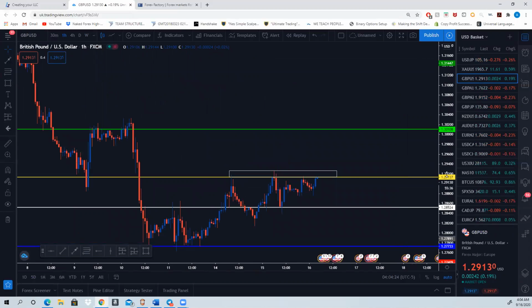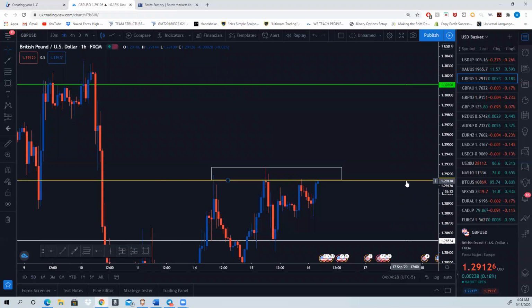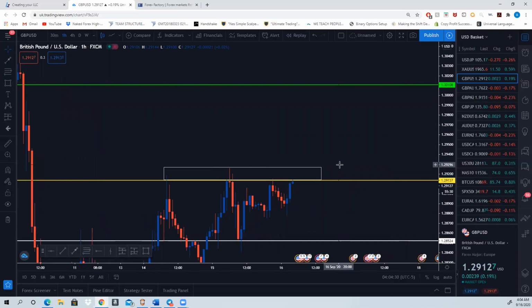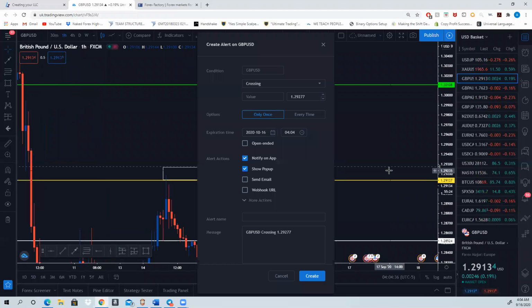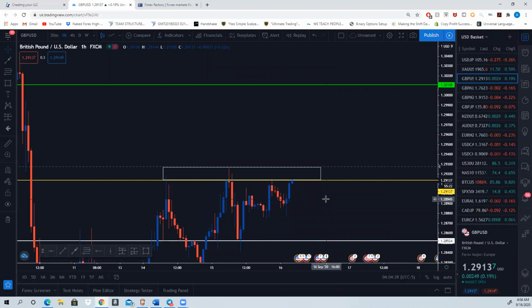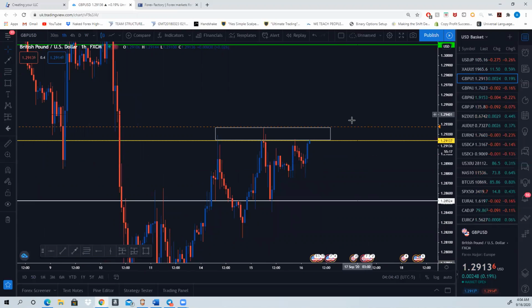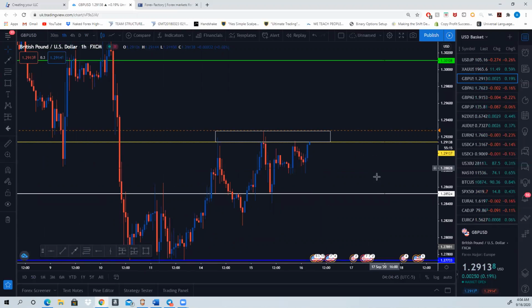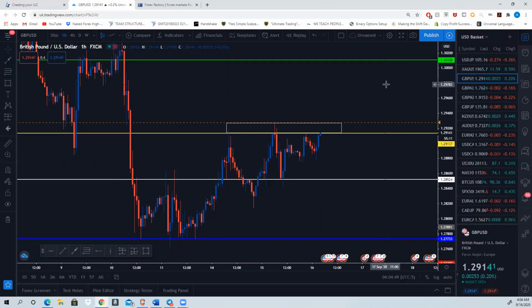This is trying to break up. Set alert here. Okay, I set the alert in case this breaks, because it's closest to possible breakout, so we can catch that.